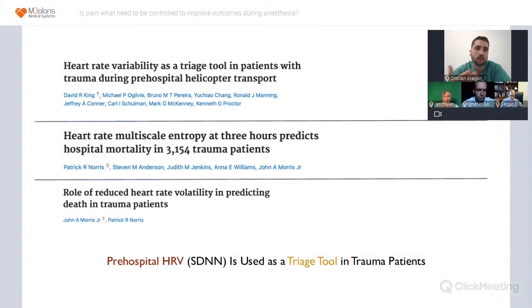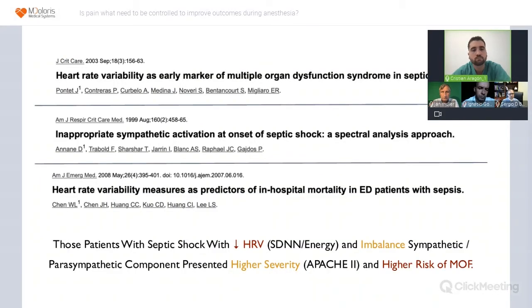In a clinical way, heart rate variability has been studied mainly in trauma and septic patients. For instance, in trauma patients, it's used in triage to measure the severity and the operating room opportunities. And also in septic patients, studies have shown that those patients with septic shock with low heart rate variability and imbalance between the sympathetic and parasympathetic component presented higher severity and higher risk of multi-organ failure.